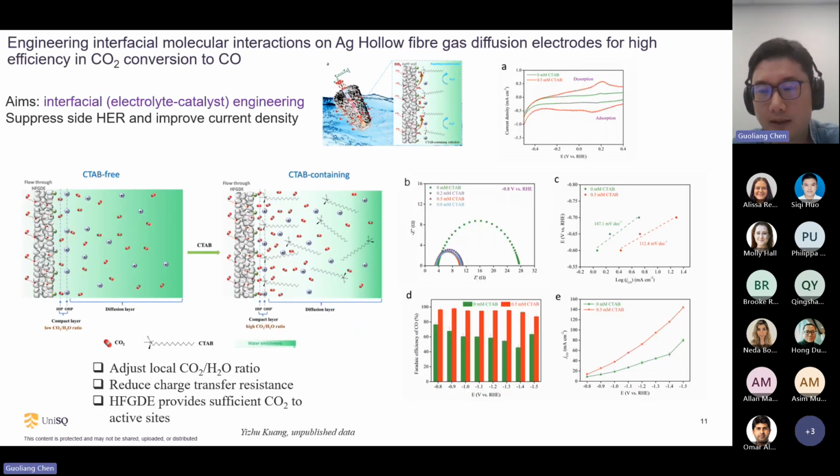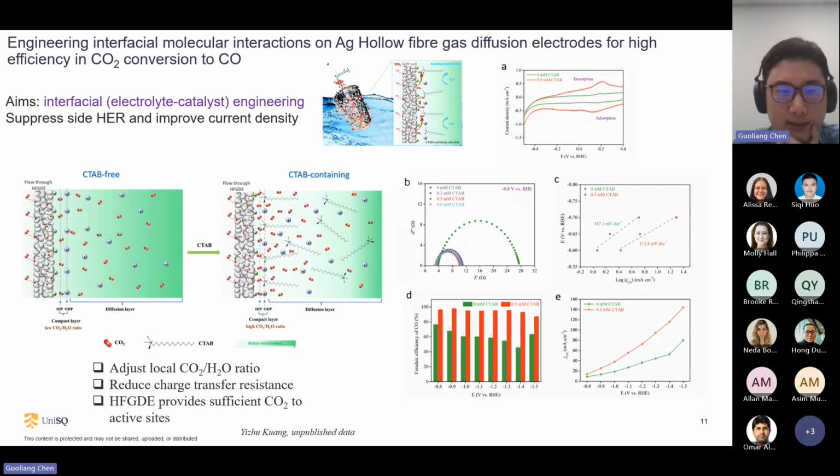So in the third study, this work is mainly carried out by my colleague Yizhu. We focus on regulating the interface between the electrode and the electrolyte. Here we want to suppress the side reaction, hydrogen evolution, and improve the current density. We also use CTAB to adjust the interface.